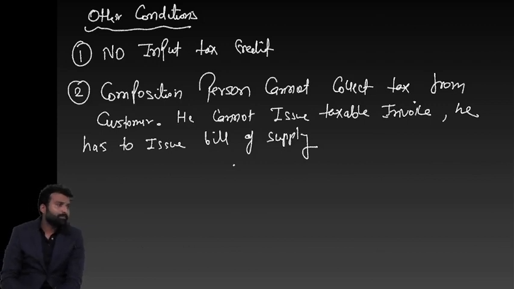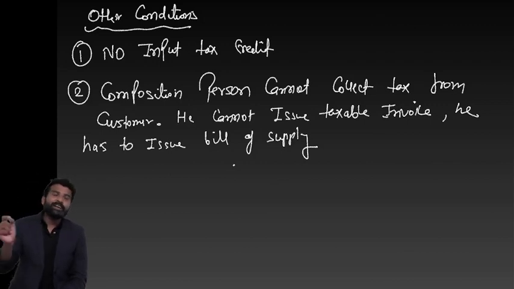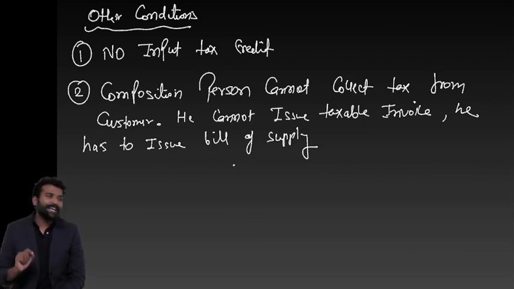Second, the composition tax that I have to pay, like 1% on my turnover, I have to pay from my own pocket. I cannot charge that 1% from the customer as well. So if my price of the goods is 100 rupees, then on the invoice I will only write 100 rupees as price. I will not add any tax, and out of that 100 rupees, 1 rupee I have to pay to the government from my own pocket.